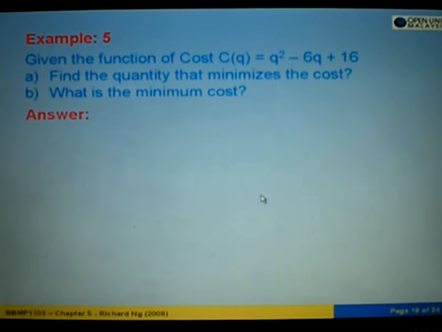Okay, let's look at example 5. Given the cost function C equals q squared minus 6q plus 16, we are asked to find the quantity that minimizes the cost, and then what is the minimum cost.